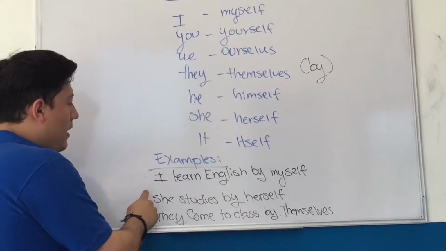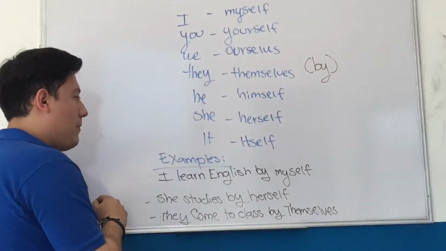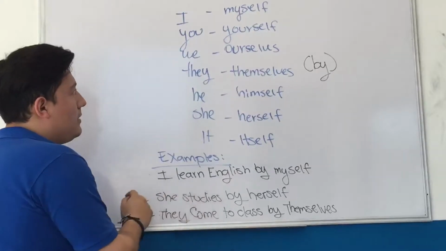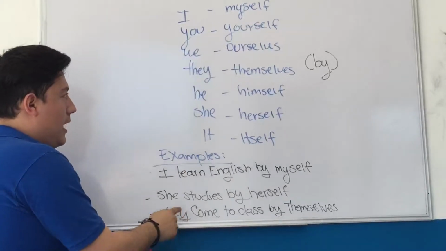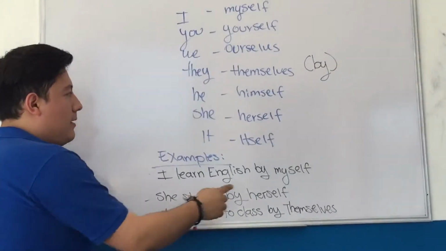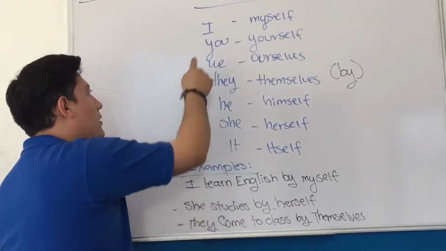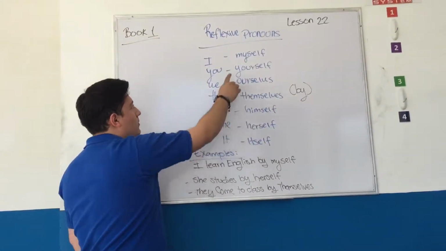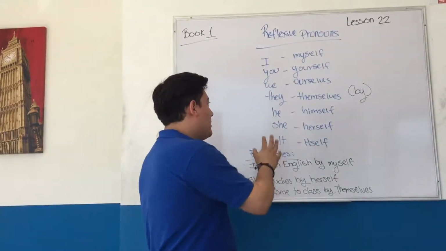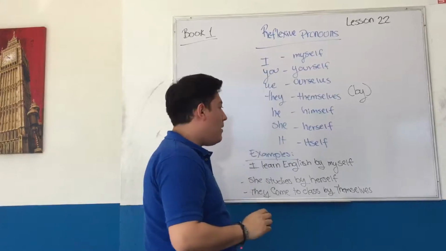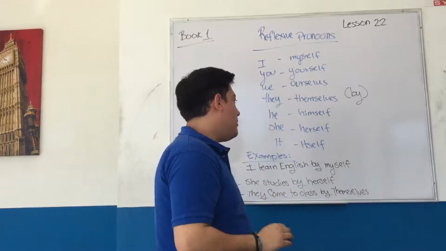First one, for example, I learn by myself. I learn English by myself. She studies, we're talking about she, by herself. They come to class by themselves. It depends on the person that you're talking about. That is going to be the reflexive pronoun that you're going to use. So you have to know what's the person that you're talking about to know what is the reflexive pronoun that you're going to use.